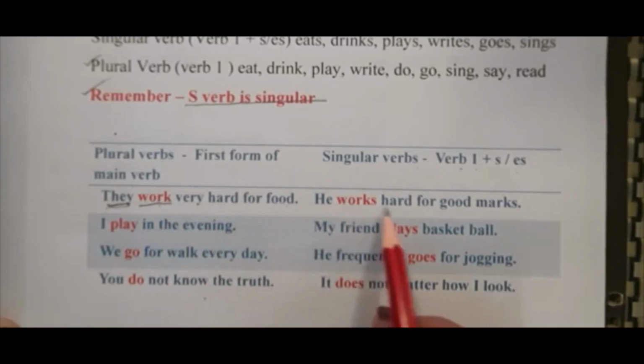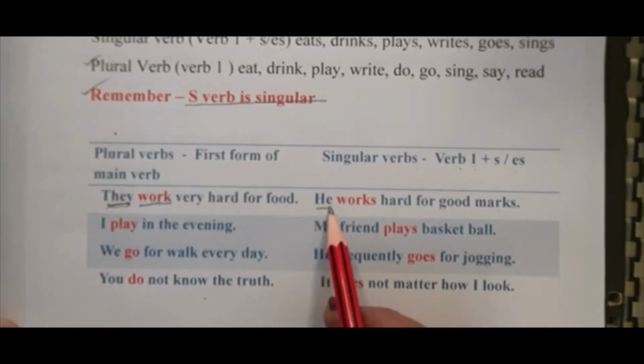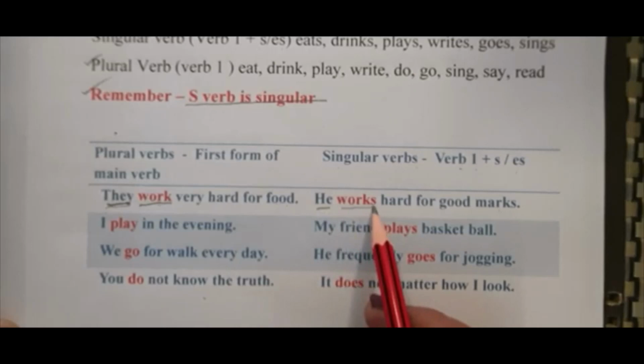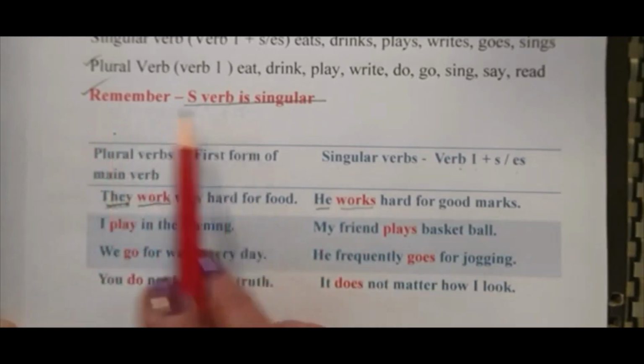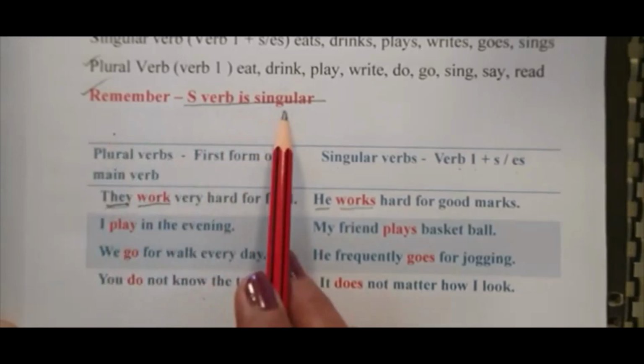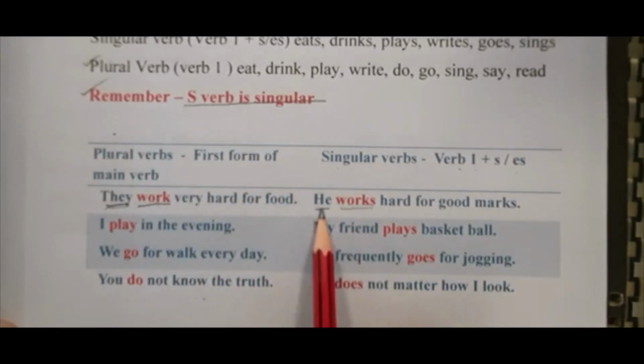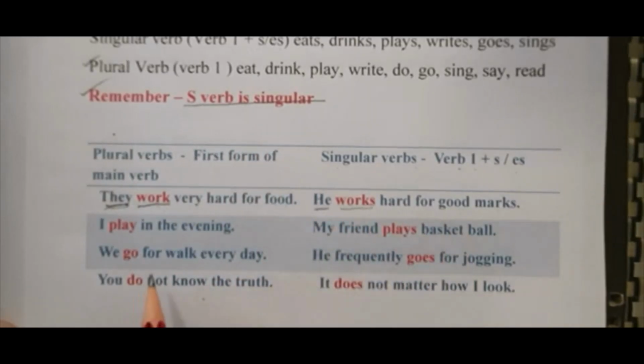He works hard for good marks. He is singular. One boy. Works is also singular, S verb. I asked you to remember that S verb is singular verb. So works is singular, he is singular, he works hard for good marks.